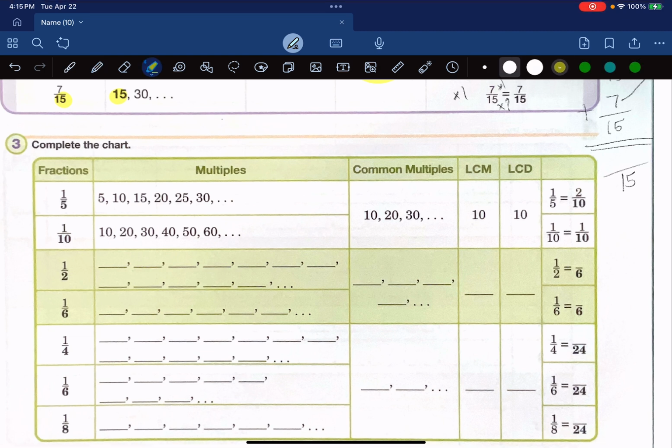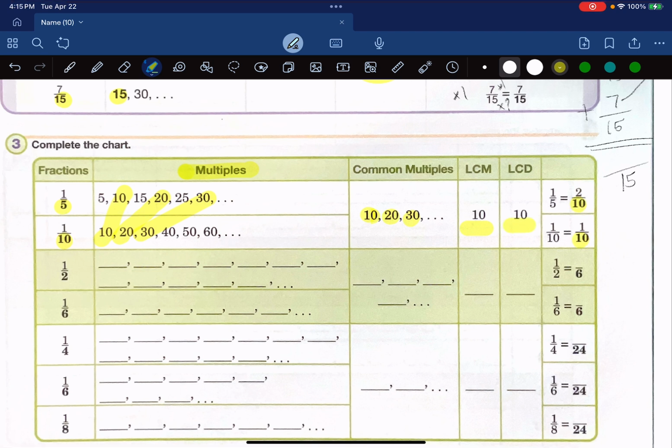All right, you're taking your denominator and you're going to write out the multiples. So they did 5, 10, 15, 20, 25, 30. Then they did 10, 20, 30, 40, 50, 60. Find ones that match. Well, I see 10 matches, 20 matches, and 30 matches. So they wrote 10, 20, 30. Which one was the smallest out of those? 10. Okay, so that means our denominator is going to be 10.